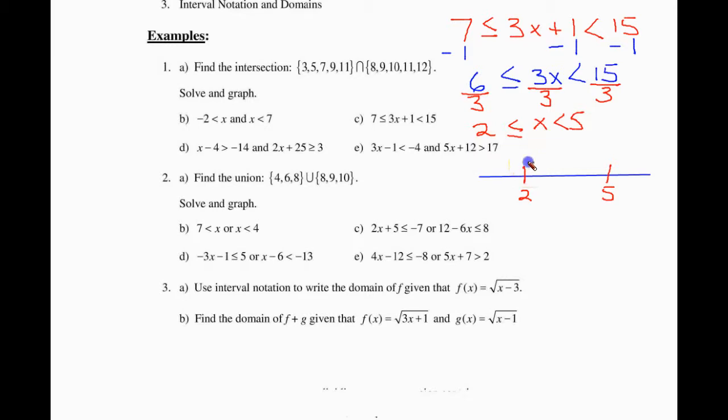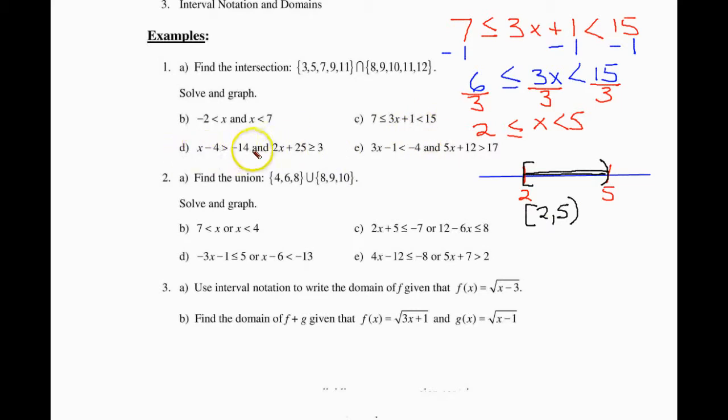Well, you're going to use a bracket because the 2 is included in the set. And then here you're going to use a parenthesis because the 5 is not included. Now that would be your graph. Interval notation would be a 2 and a 5, but a parenthesis. Interval notation comes right from the graph. Okay, that was letter C.